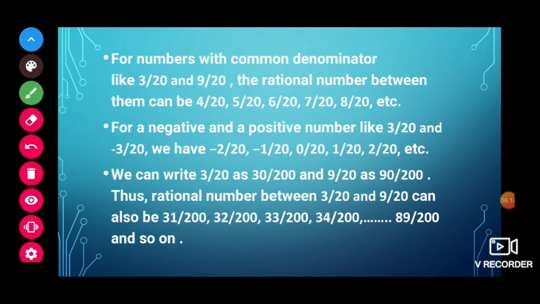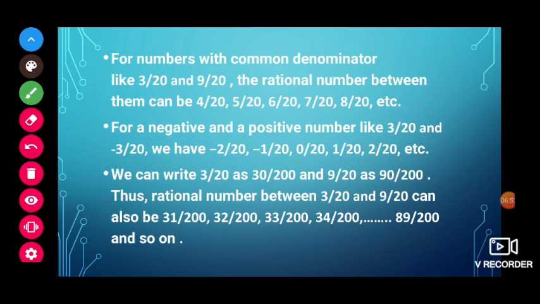One more way: for example, I have two rational numbers with the same denominator. Then, based on the numerator, we can insert. For example, here 3 by 20 and 9 by 20. We have the same denominator. For the numerators 3 and 9, how many numbers are in between? 4, 5, 6, 7, 8. So we can take 4 by 20, 5 by 20, 6 by 20, 7 by 20, 8 by 20 as rational numbers between 3 by 20 and 9 by 20.